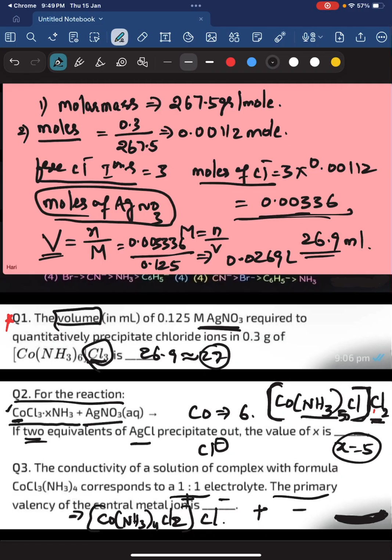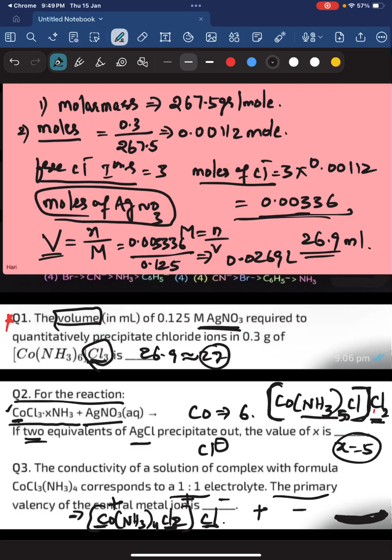So number of primary valency. They are asking primary valency. So the primary valency will be 3, right? Because Cl inside and Cl outside are both responsible for finding the oxidation state of the central atom, students. So here one point you should understand: whether the negative ions are Cl inside or outside, it doesn't matter, all come under primary valency. That is point number 1.